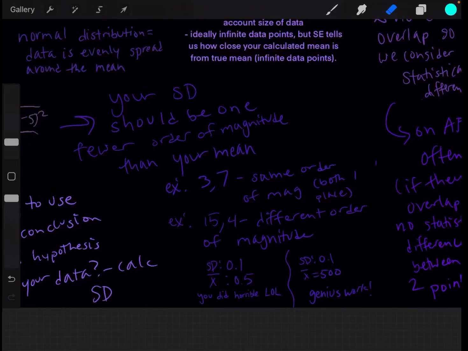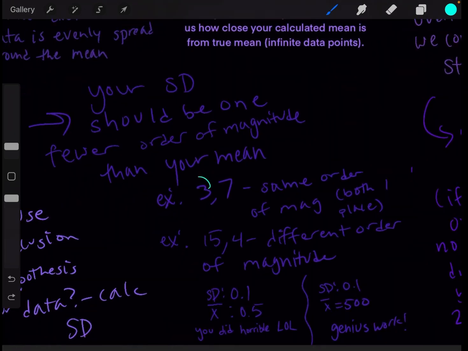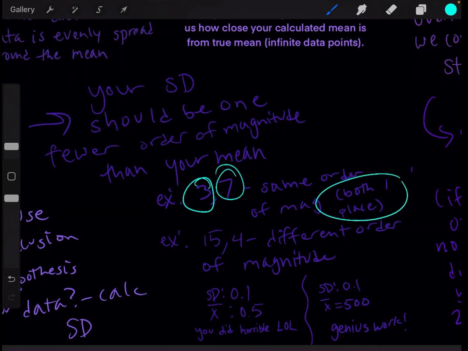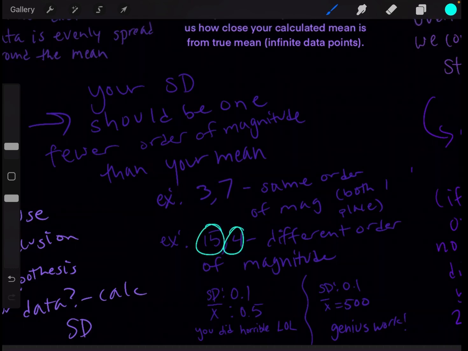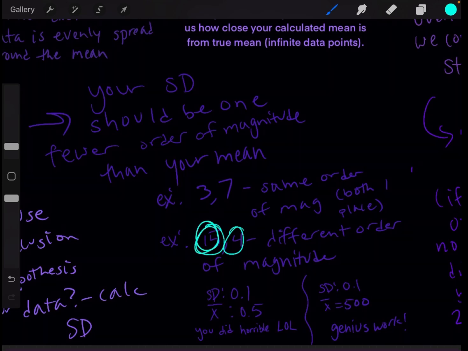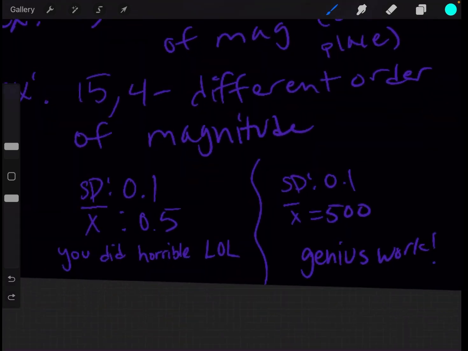Standard deviation should be one fewer order of magnitude than your mean. What does this mean? This is kind of confusing, but let's say we have the number 3 and the number 7. They're both in the ones place, so they have the same order of magnitude. And then let's say we have the number 15 and the number 4. Well, they have a different order of magnitude because the 15 is in the tens place, the 4 is in the ones place. So here we have two examples.